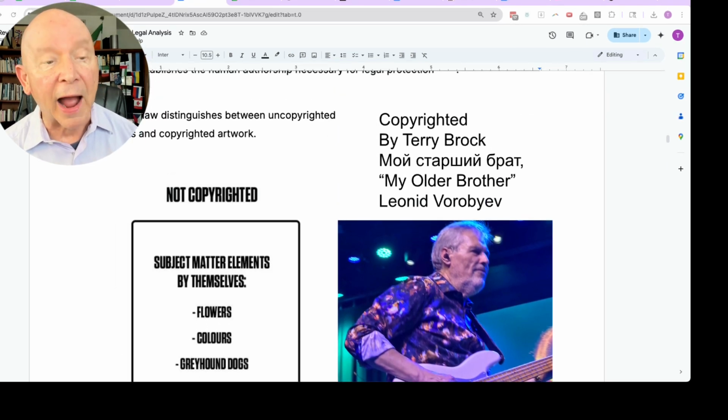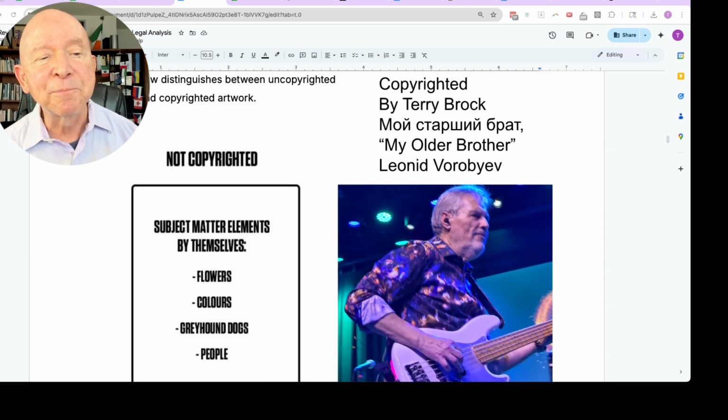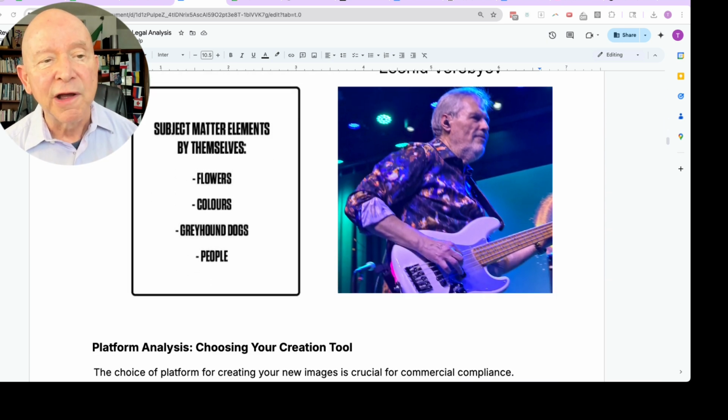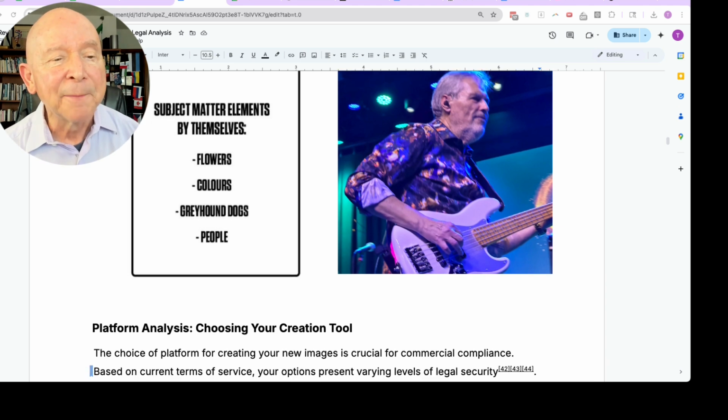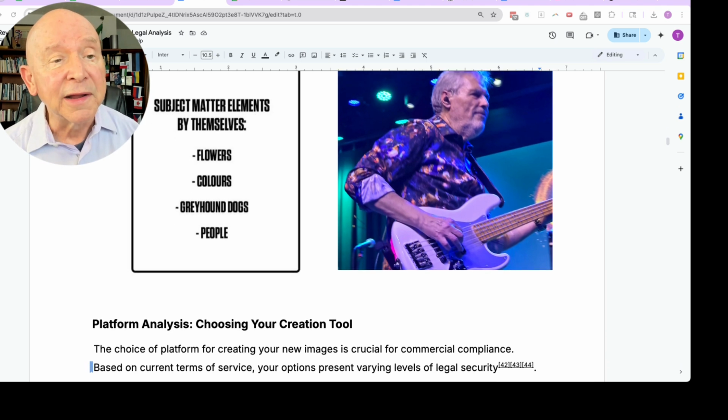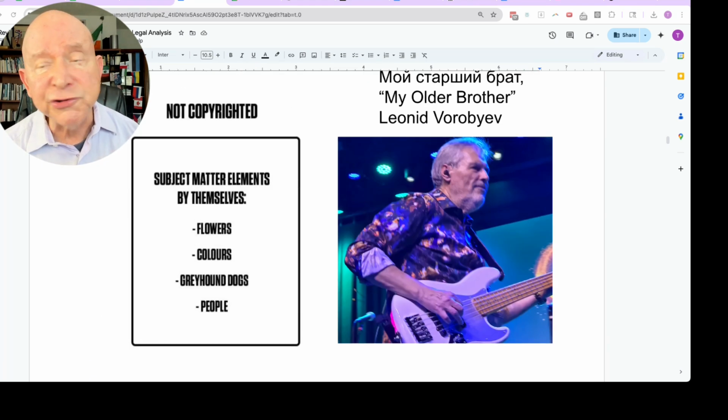And you'll notice I even put it in here. I copyrighted this, Terry Brock, with Moy Starshi Brat, my older brother. In Russian, that's literally how you say it, and there is the Russian. But you see, I just put in a different picture there. This is from him on stage in a packed house just recently. Matter of fact, here in Orlando, too, they were playing. So I can put my own picture in there that I took.